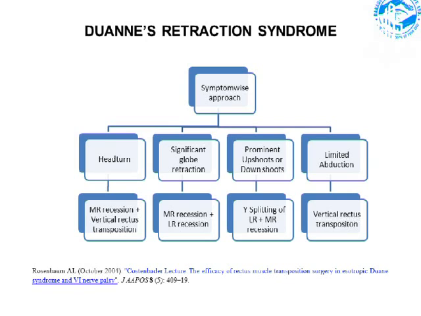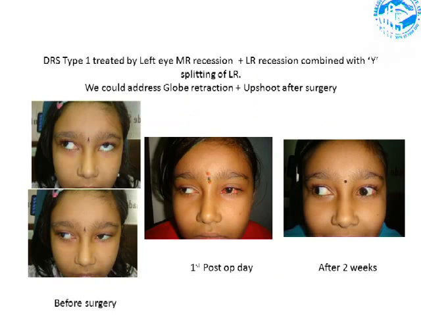And in a patient having limited abduction, we can think about doing a vertical rectus transposition, might be a Surgeon's bearing technique, or we can think about a partial transposition of the muscles. As you can see, this is a child having upshoots before the surgery, had significant lateral retraction, underwent an MR recession and an LR recession combined with Y splitting.